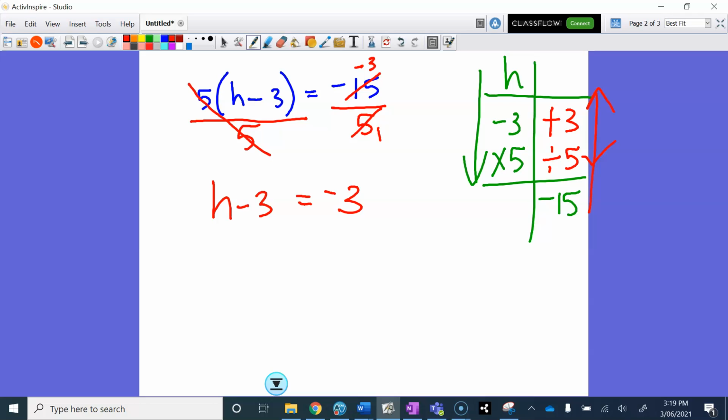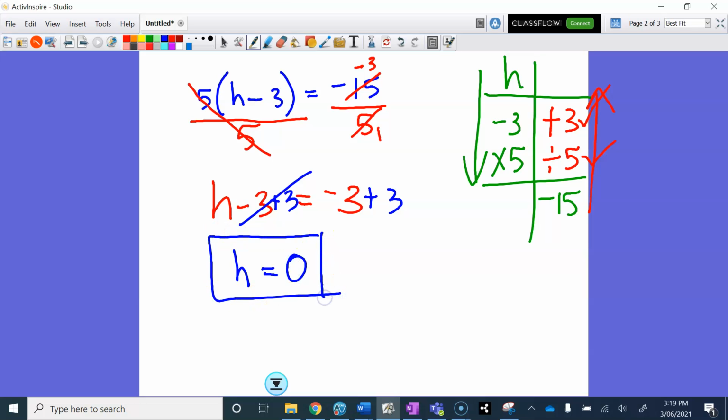But I still haven't got quite h equals. So I've got to undo one more process, and that is to undo the negative 3 by adding 3. So on my equation, I would write in there plus 3, and cancel. And that leaves me with h is equal to negative 3 plus 3, h is equal to 0. So my solution is, if the number h is the number 0, that equation will be a true statement.